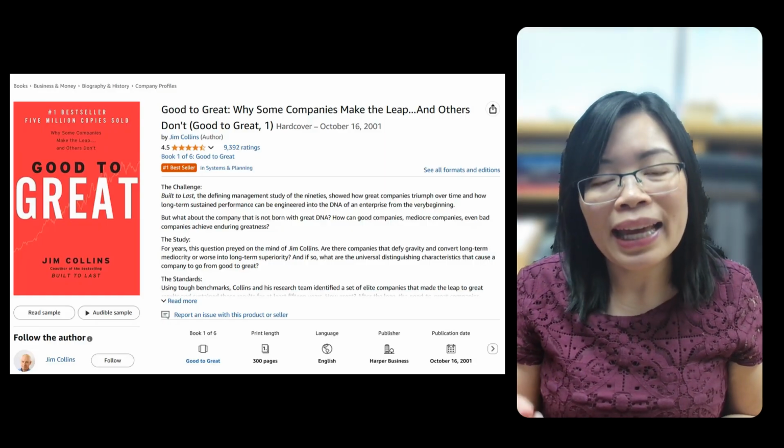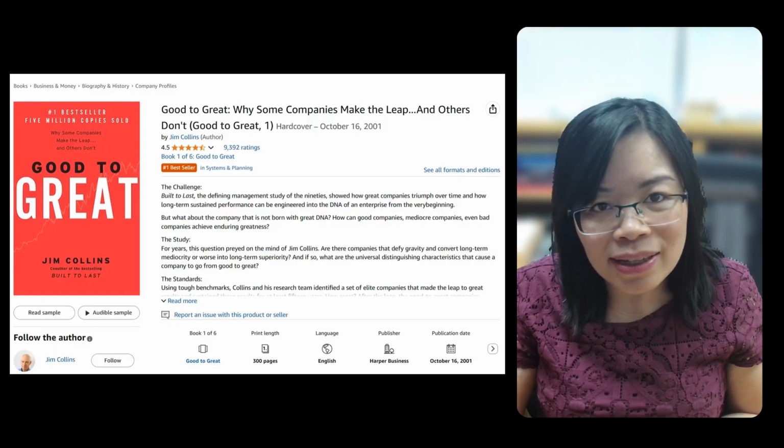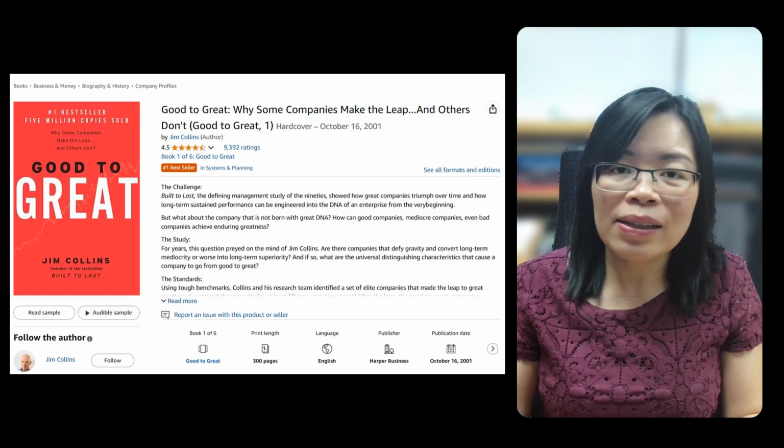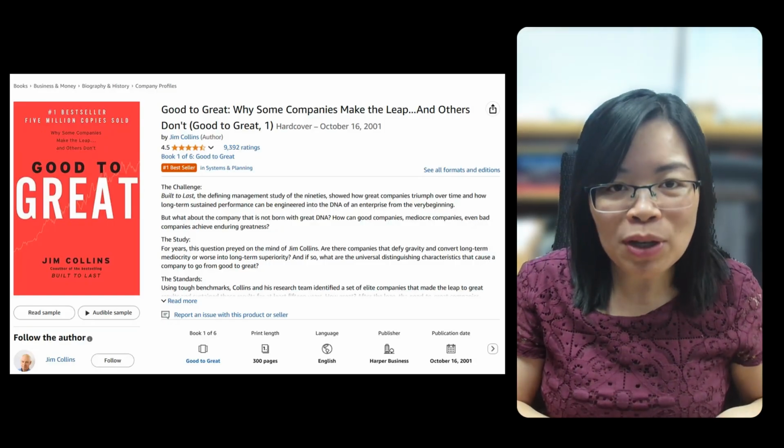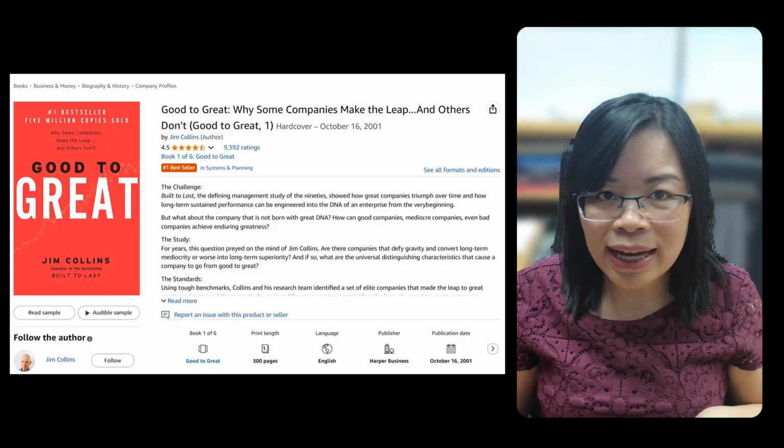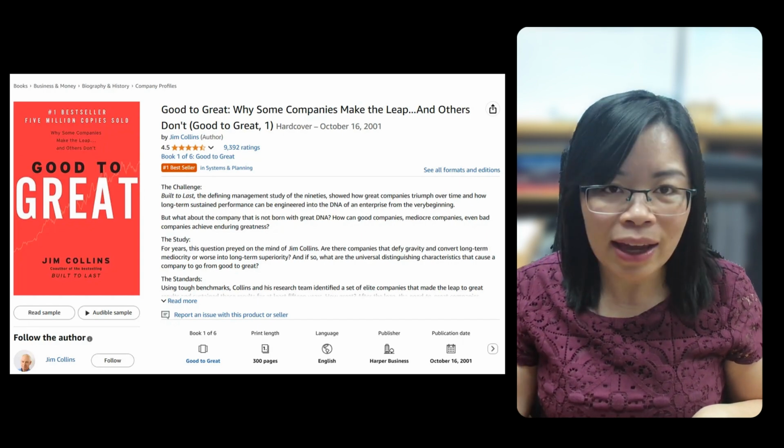Collins essentially selected on the dependent variable. He took companies that were successful, great, and tried to deduce common traits without equally studying companies that did the same thing but failed.